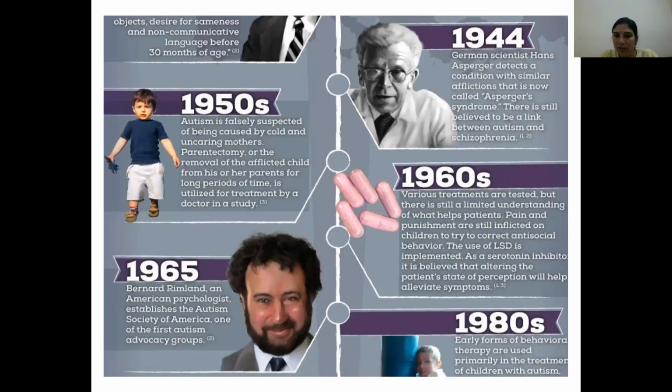To try to correct antisocial behavior, the use of LSD is implemented as a serotonin inhibitor. It is believed that altering the patient's state of perception will help alleviate symptoms. 1965, Bernard Rimland, an American psychologist, establishes the Autism Society of America, one of the first autism advocacy groups. 1980s, early forms of behavioral therapy are used primarily in the treatment of children with autism.